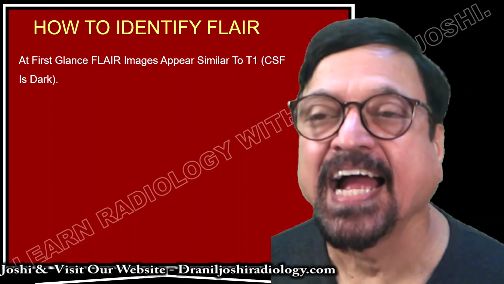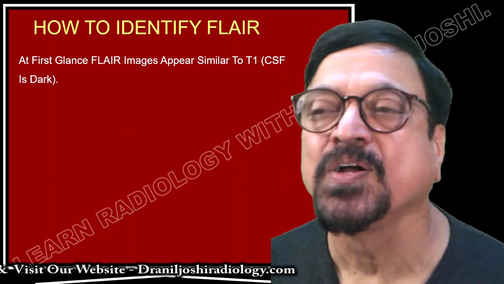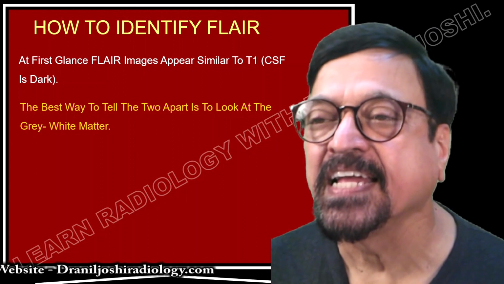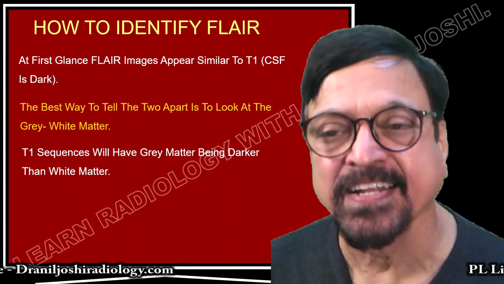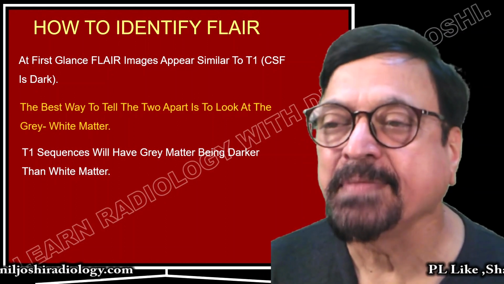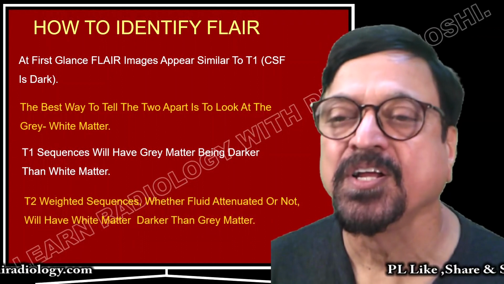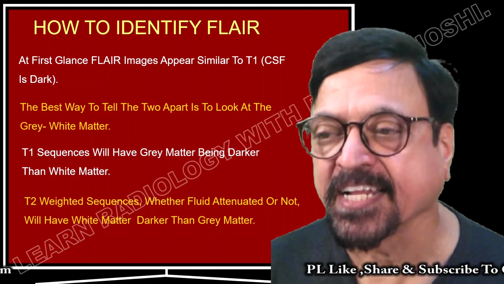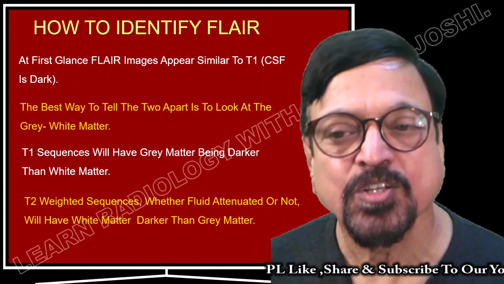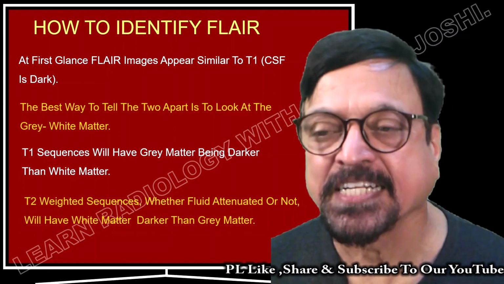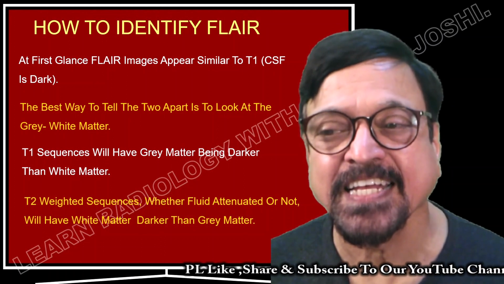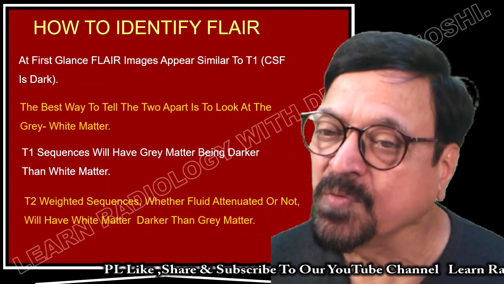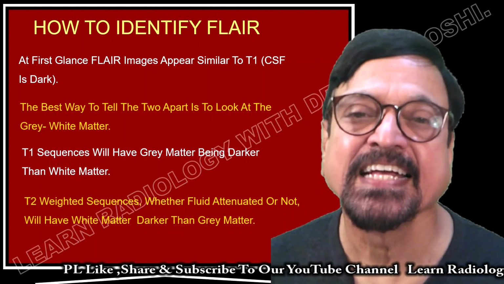How to identify FLAIR? At first glance, FLAIR images appear similar to T1, that is, CSF is dark. Now, the best way to tell the two apart is to look at the gray and white matter. T1 sequences will have gray matter darker than white matter. T2 weighted sequences, whether fluid attenuated or not, will have white matter darker than gray matter. So, which is darker? White matter is darker, and gray matter is less dark. That's why T2 weighted sequences, whether fluid attenuated or not, will have white matter darker than gray matter.